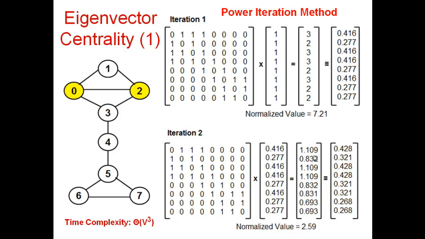So eigenvector centrality, as I said, is a measure of the degree of the vertex as well as the degree of its neighbors. Okay. So we'll go through some sequence of iterations to determine the eigenvector centrality values for the vertices. This method is called the power iteration method. The first iteration is similar to how we find the degree of the vertex.